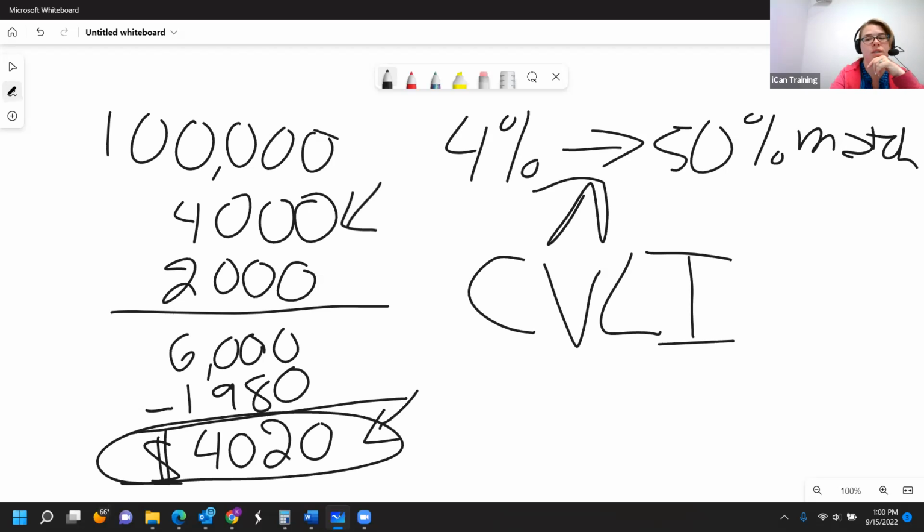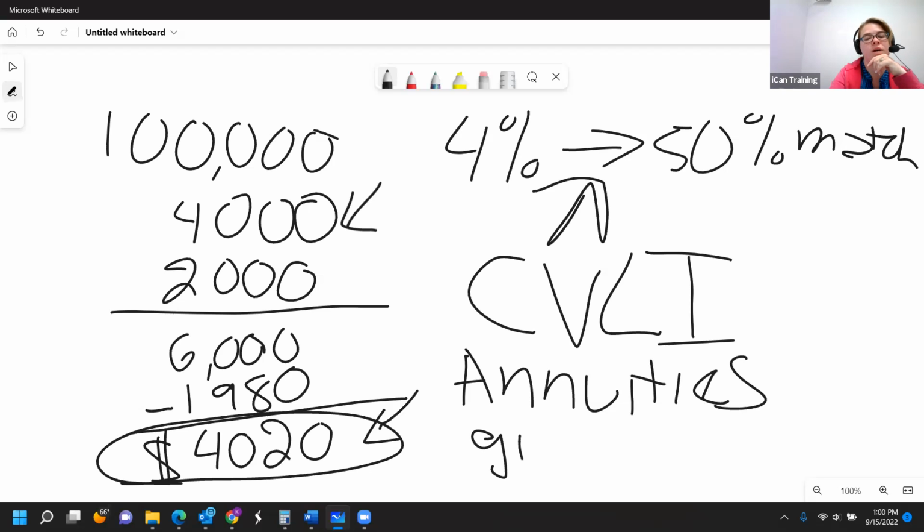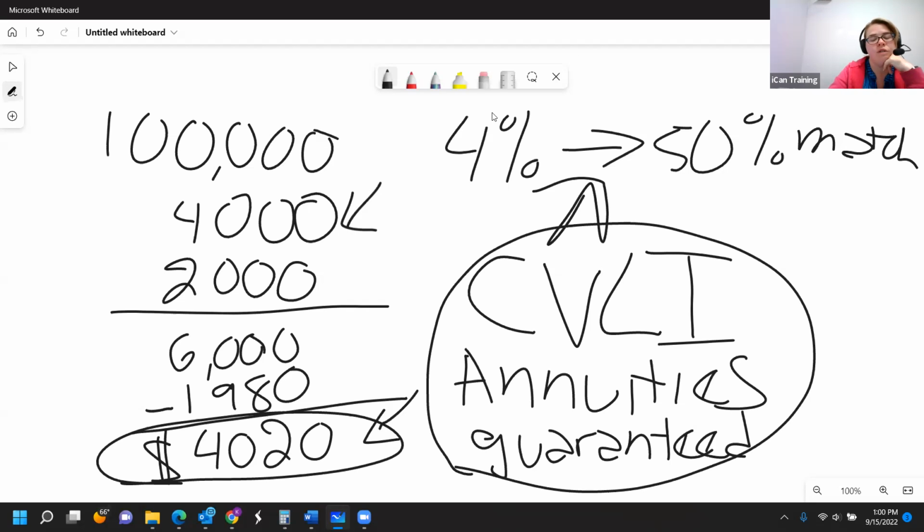So that is why cash value life insurance, indexed annuities, guaranteed products. When I say guaranteed, I mean guaranteed to grow, guaranteed to never lose money. These are the basis for a solid financial future. This is what gives people financial peace of mind.